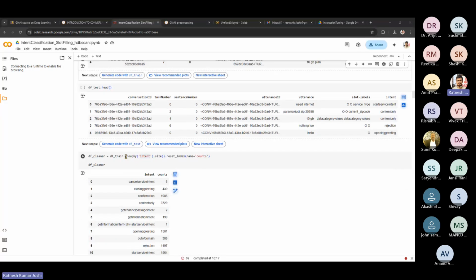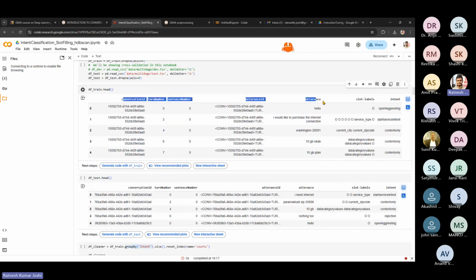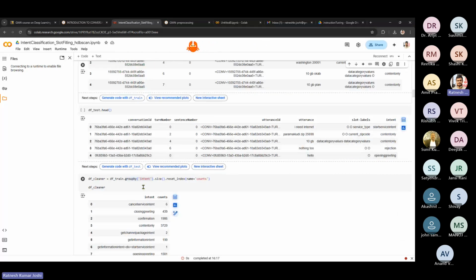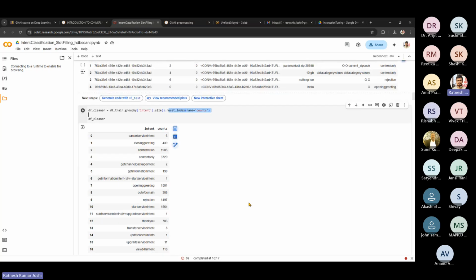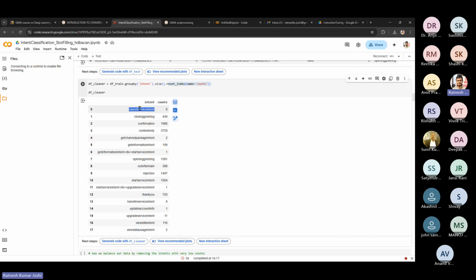So the second thing we did is group by, where we group the utterances, or basically all the rest of the information, from conversation ID till slot labels, based on the intent, based on the task that we are trying to perform. Then the third thing is size, and then reset index with name set to count. So we are focused on the counts for each intent. Here we get that for the unique task or intent of cancel service intent, we have a count of 6. So we have 6 utterances that have the intent of cancel service intent.